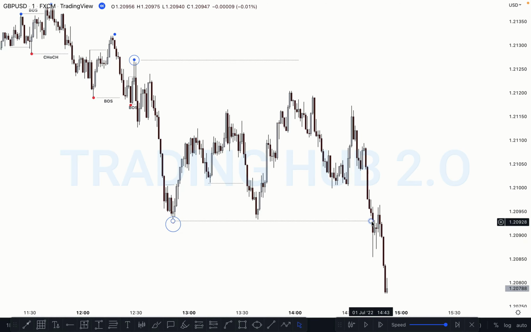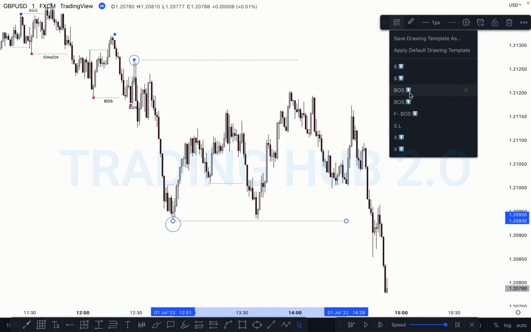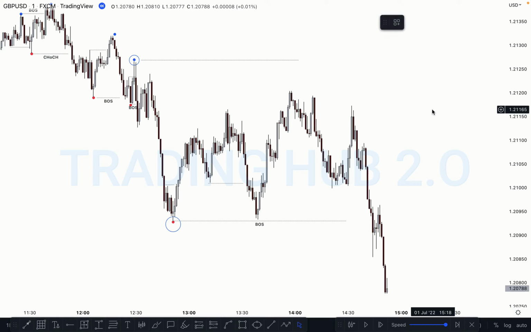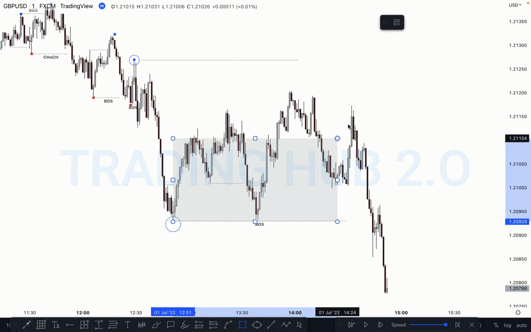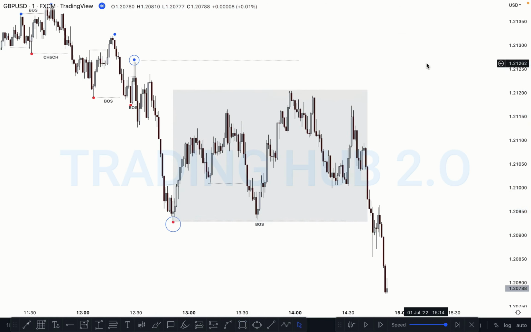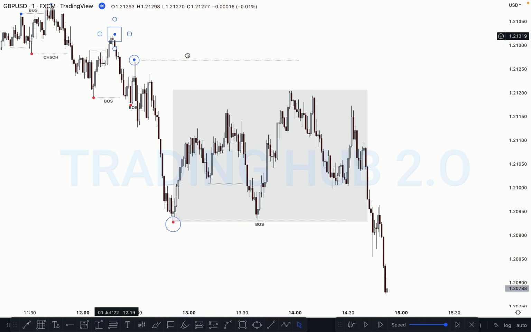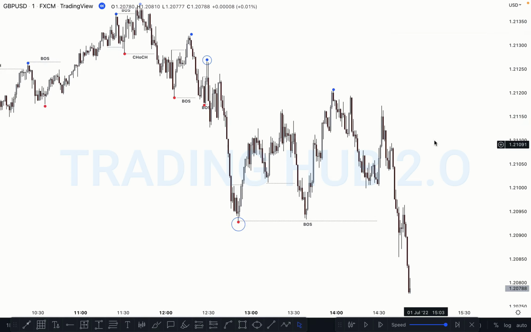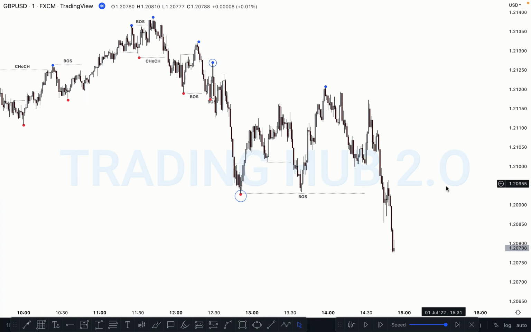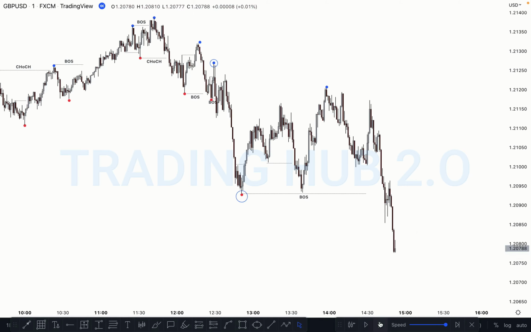Okay, finally it broke the structure. Now this one is called a break of structure, right? And now take the high. Which one is the correct high? As you can see here, this high is the highest point, so I will mark this as a lower high, correct? This is a lower low and this is a lower high. Okay, so the same thing is here. Now let's see.